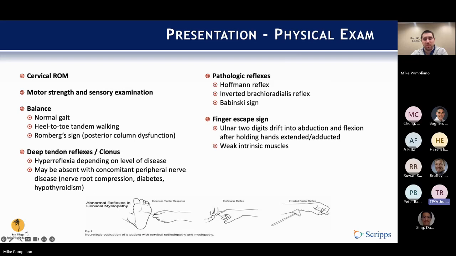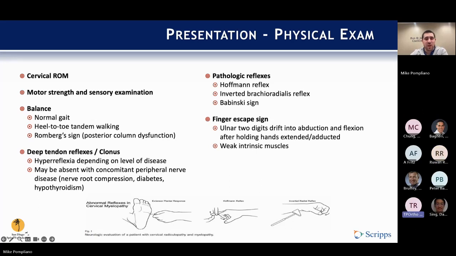Deep tendon reflexes can be really helpful, specifically hyperreflexia. This can depend on the level of disease. So if you have thoracic myelopathy or cervical myelopathy at the C7 to T1 area, you may not have hyperreflexive biceps, for example, but you also may not have any hyperreflexia if there's concomitant peripheral nerve disease. So either nerve root compression or other etiologies like diabetes or hypothyroidism playing a role.